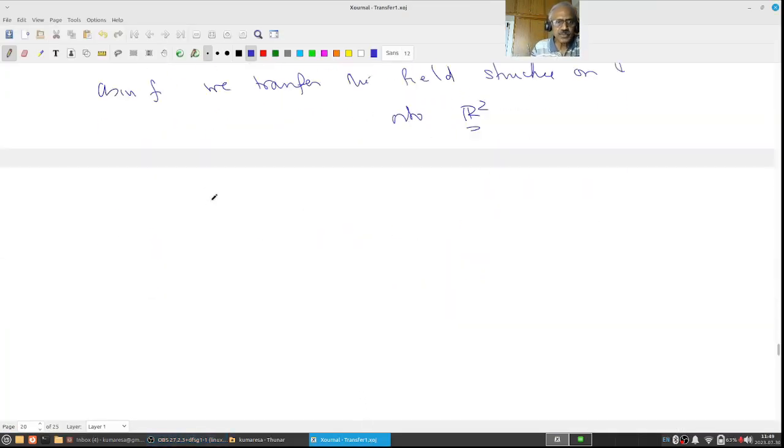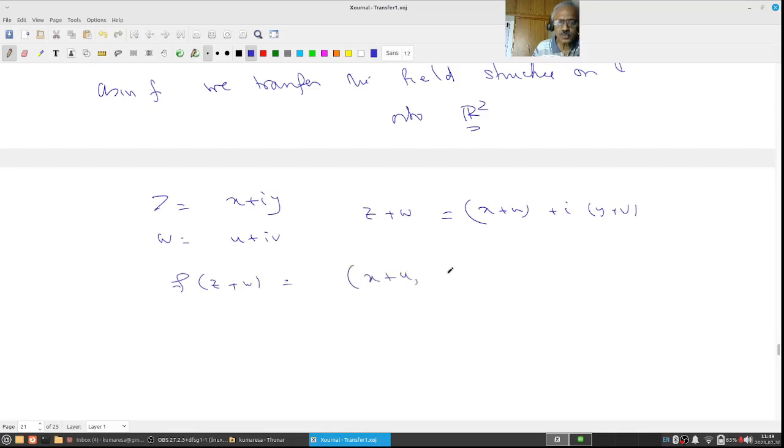So how do I do that? Suppose z is x plus iy and w is u plus iv. Then what is z plus w? In high school we define it as x plus u plus i times y plus v. Therefore under the bijection, what does it mean? f of z plus w, where does it go to? It goes to x plus u and y plus v. Therefore we define (x, y) plus (u, v) as (x plus u, y plus v). Just don't get confused, that's the way we always did in R2.